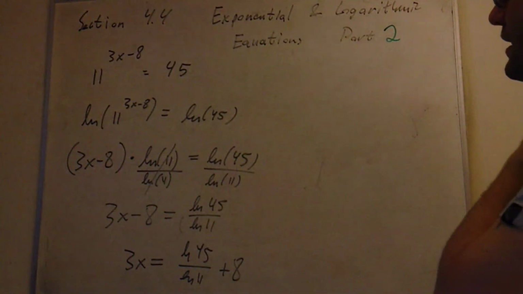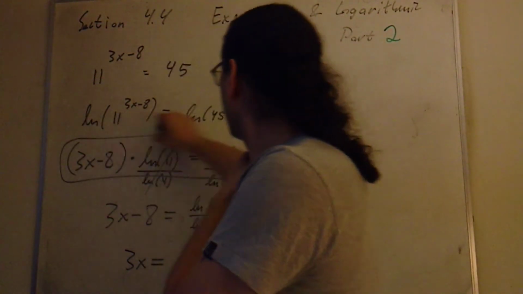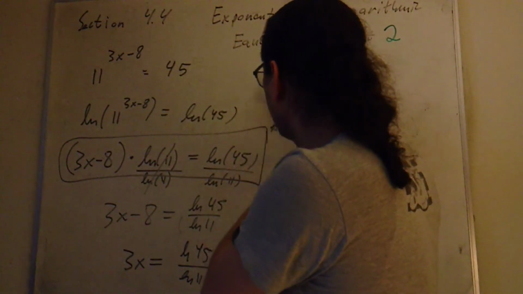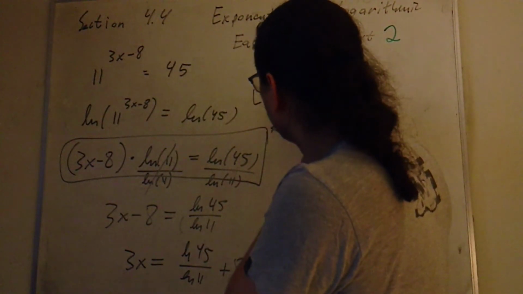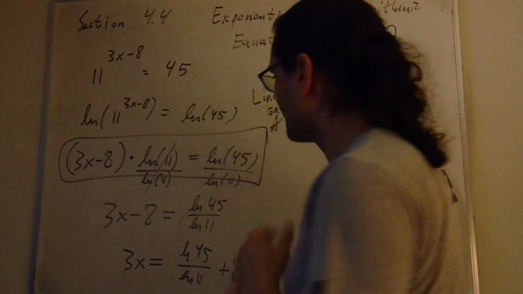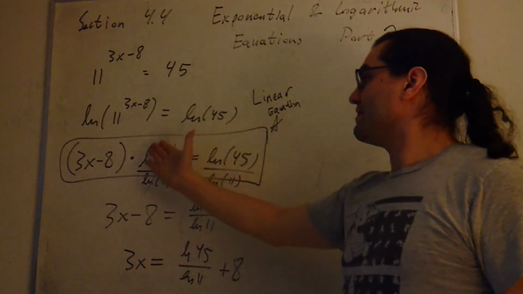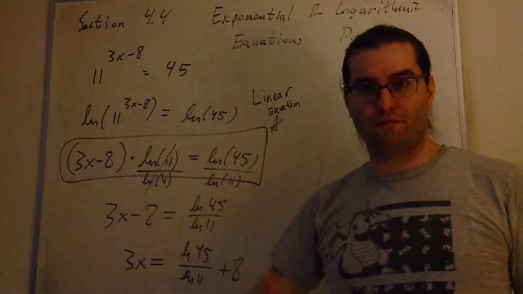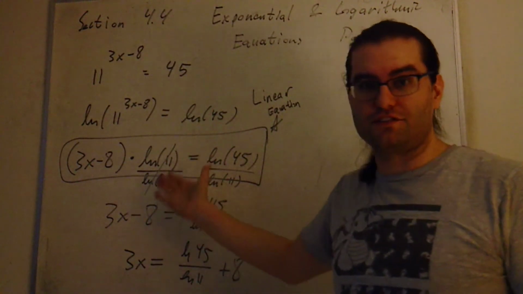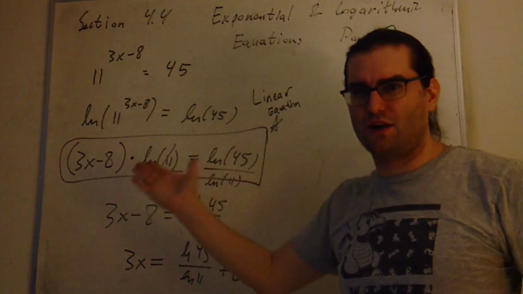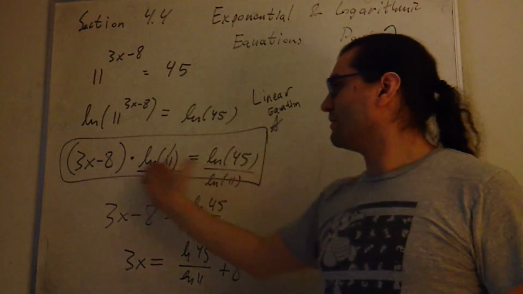I should mention that at this point right here, this step is where we have transformed this into a linear equation. And it doesn't look linear because it's got natural logs involved, but they're not the natural logs of variables. Natural logs of variables count as weird stuff. Natural log of 11 is just a number. Natural log of 45 is just a number. That's not weird. Those are just numbers. So this is a linear equation.